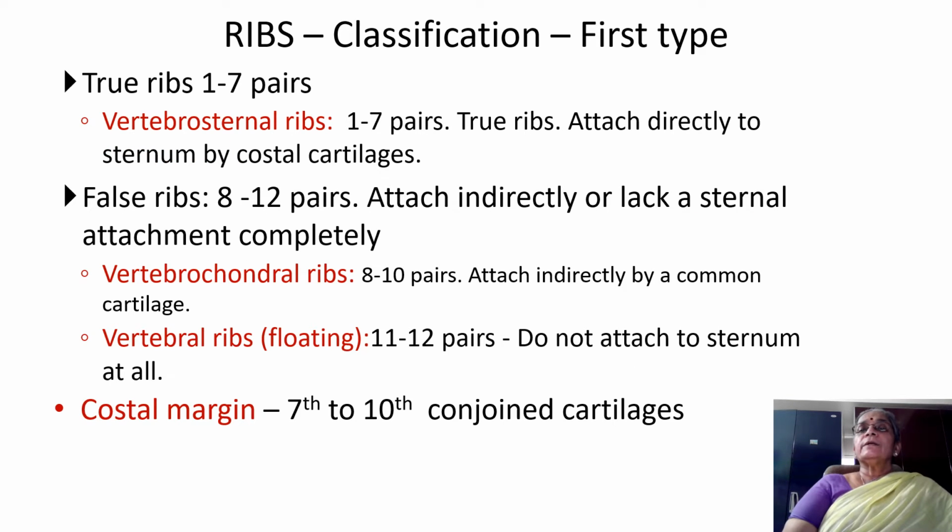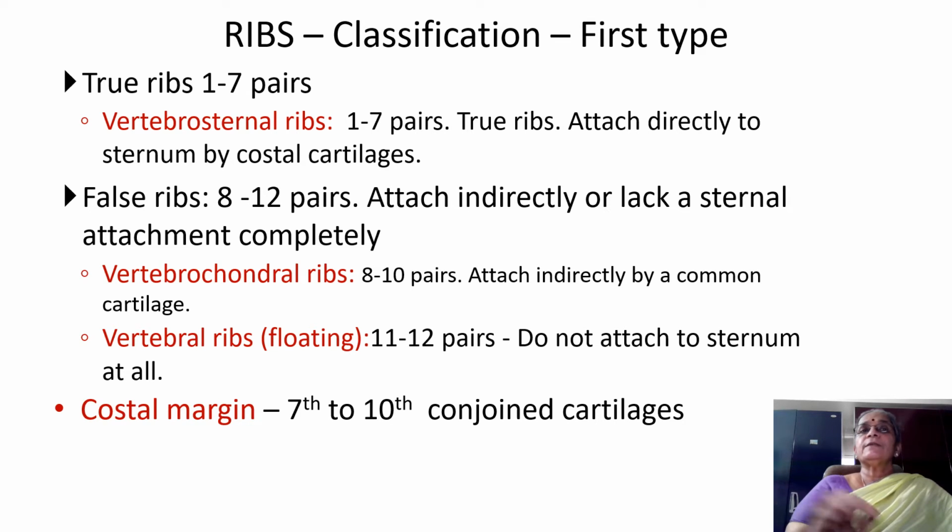Then let us look into the classification of ribs. The ribs can be classified in two ways. The first type and second type I am going to tell you in detail. They are classified into true ribs and false ribs. That is one type of classification. And the second type of classification is typical and atypical ribs. So let us consider the first type of classification. It is classified into true ribs and false ribs.